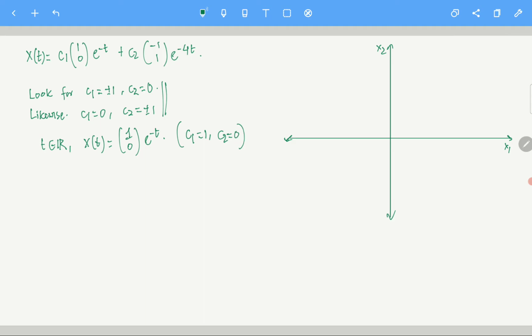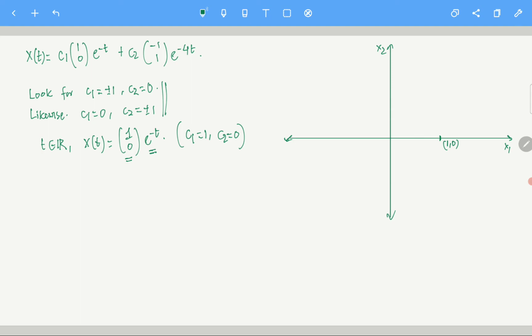Let's just plot that. First thing first, what is (1, 0)? This vector part is coming from the eigenvector, and this is coming from the eigenvalue. The eigenvector part gives you the direction in which the solution moves. You understand? This (1, 0) gives you the direction. So what is (1, 0)? Here, (1, 0).